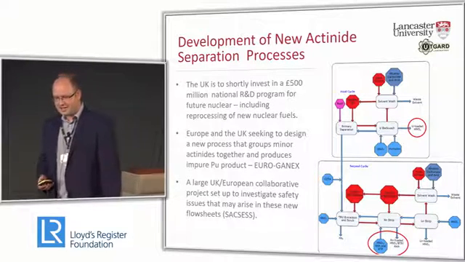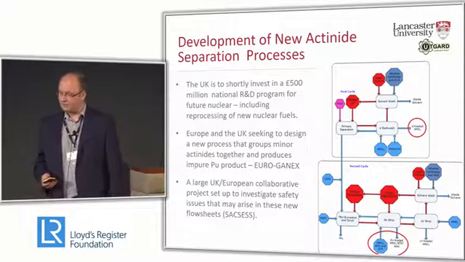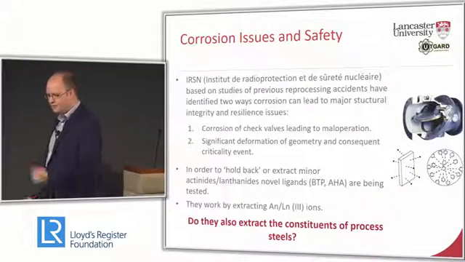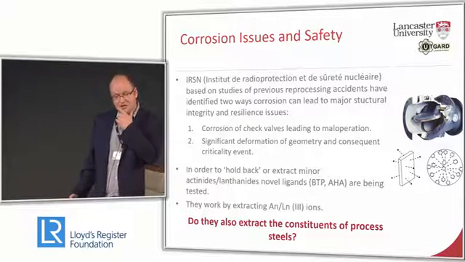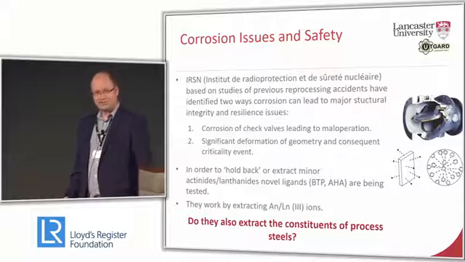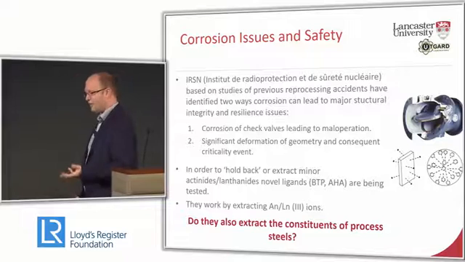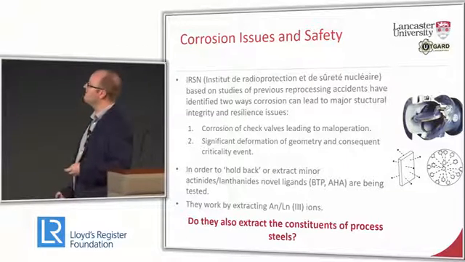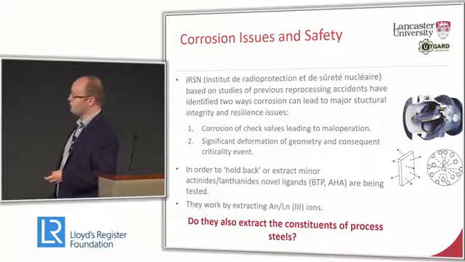As such, over the last 3 years, a large UK-European collaborative project was set up to investigate safety issues that may arise in these new flow sheets, the Success Consortia. Now, as part of that, the Institute for Radiation Protection in France carried out a number of studies of previous reprocessing accidents and identified 2 ways in which corrosion in particular could lead to structural integrity and resilience issues. First, the corrosion of check valves, shown here on the right, leading to maloperation. By maloperation, what we mean is excess nitric acid or oxidizing actinide ions entering a stream they shouldn't be in. Secondly, you could have significant deformation of the geometry of a pipe, mixer, contactor, and a consequent criticality event, of course, can be very negative.